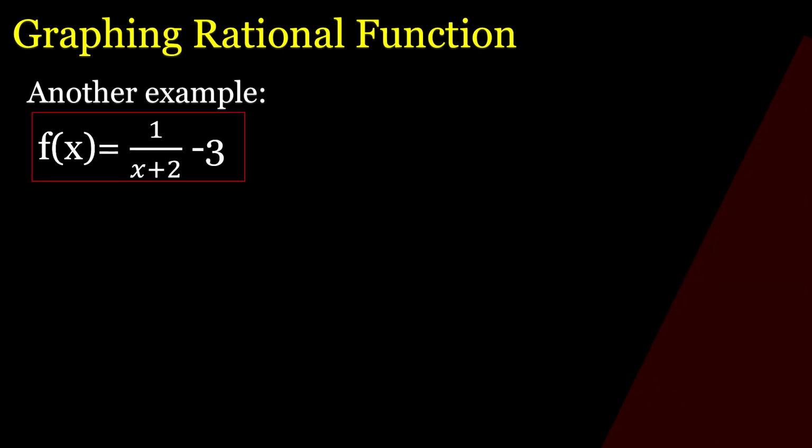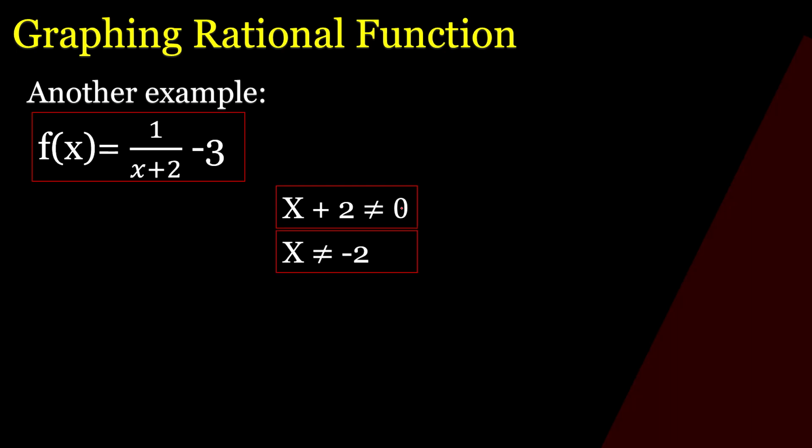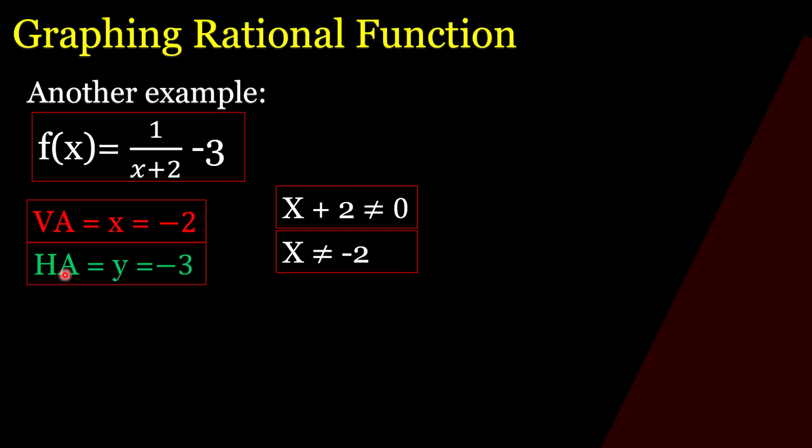Sagutan nyo na ngayon. So, eto naman, kukunin ulit natin yung denominator. So, x plus 2 is not equal to 0. Lilipat natin. X is not equals to negative 2. So, ang ating vertical asymptote is negative 2. At pag gaganto, bottom heavy siya, ang ating horizontal asymptote is 0. Kaso, meron siyang minus 3. So, 0 minus 3, magiging negative 3. So, ang ating horizontal asymptote ay y equals negative 3.